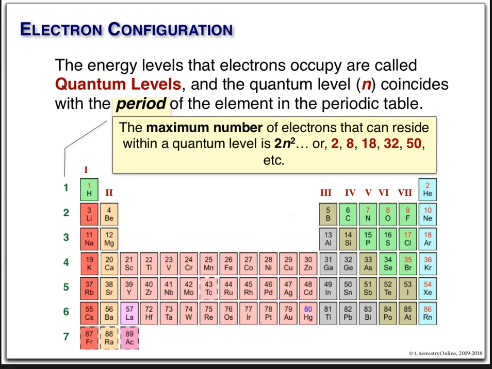Hydrogen and helium. Our second quantum level, if n is 2, 2 times 2 is 4, 4 times 2 is 8. We can have 8 electrons in our second level. We can have 18 electrons in our third, 32, 50, and on and on and on.